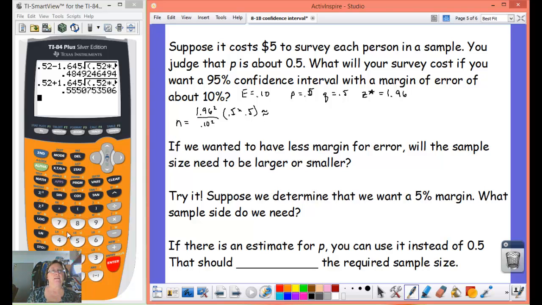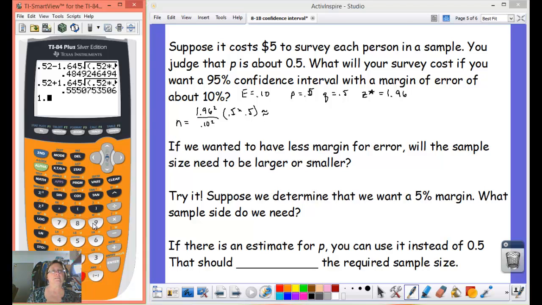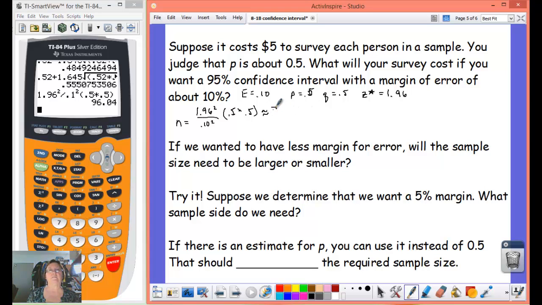So let's see, I'm going to have 1.96 squared divided by 0.1 squared, all of that multiplying 0.5 times 0.5, which I already know is 0.25, but I'm going to put it in just like I would if I didn't have that advanced knowledge. This fraction divided by, and folks, your calculator will do the division correctly. You don't need to put parentheses around this, although you could if you wanted to. It won't change anything. According to that, we need to sample about 97 people.